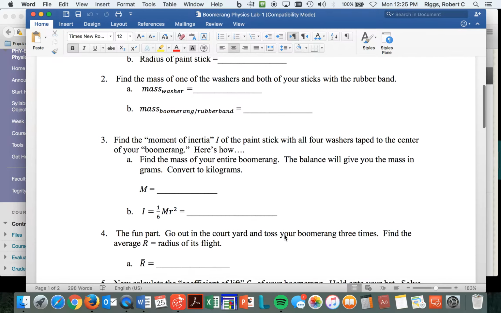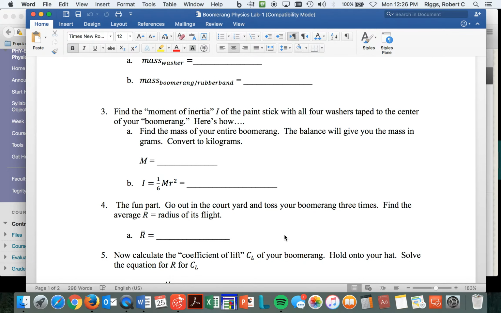Now the fun part: go out and toss your boomerang like 3 times, take 3 measurements, and r bar here means take the average. So what I'd like to see here is, when you do this, let's go to this one so we can actually write on this.